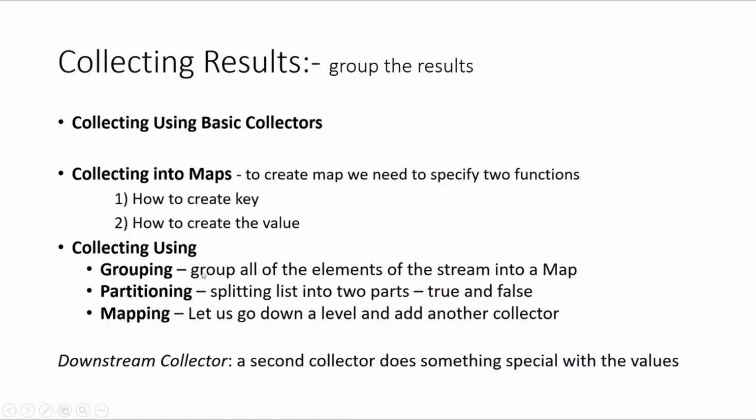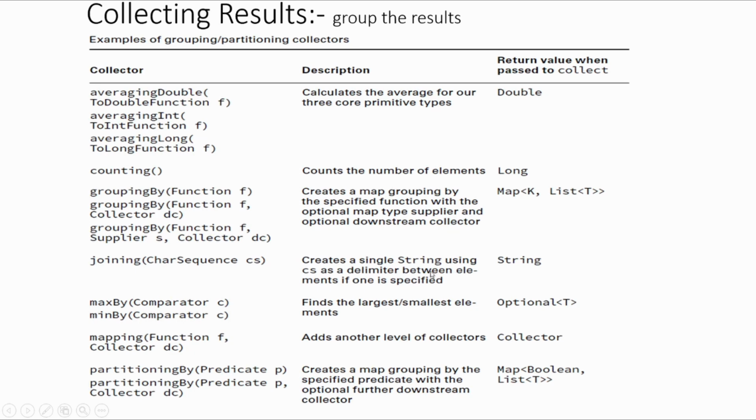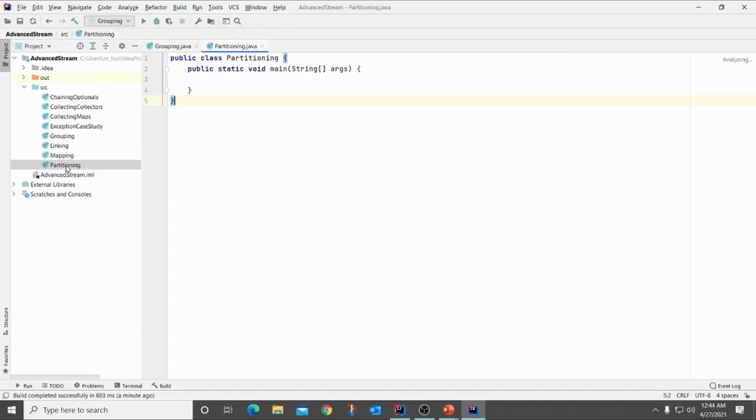All right, next, partitioning. Partitioning means splitting a list into two parts, true and false. So for partitioning, in the Collectors class there are two methods, partitioningBy, and the first one you put the predicate, another one is a predicate with a downstream collector. It creates a map grouping by the specified predicate with the optional further downstream, and it returns the Map of Boolean, List type. Okay, let's see that. I have created a class Partitioning with the main method.